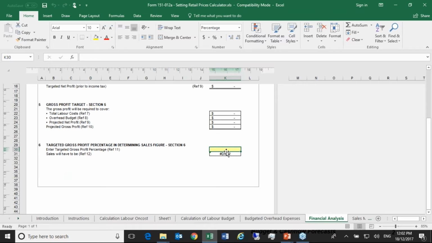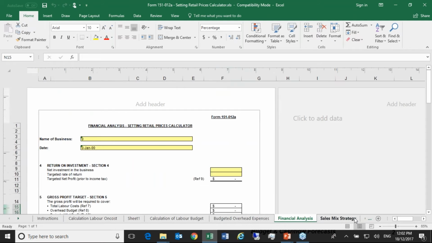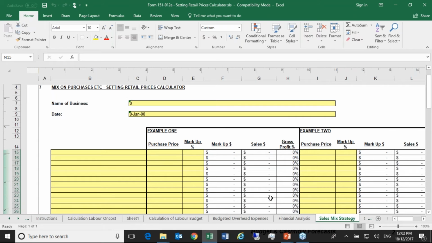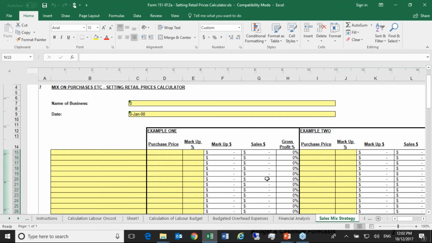What do you think the overall gross profit percentage would be in this type of business? Based on the gross profit figure that's been determined, what will the sales then have to be? That is an indicator. We've then got the mix on purchases. There's provision made in the system for 3 calculations to be made. We'll just go back to the first one.